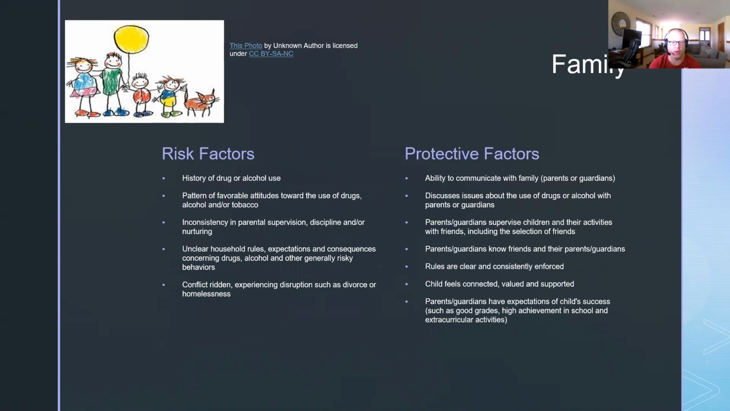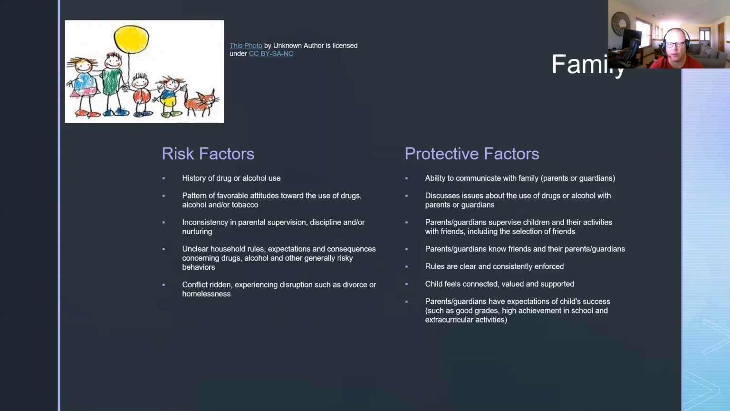If there's a history of drug or alcohol use in the family, that increases the risk factor. Pattern of favorable attitudes towards the use of drugs, alcohol, and/or tobacco. Inconsistency in parental supervision, discipline, and/or nurturing. Unclear household rules, expectations, and consequences concerning drugs, alcohol, and other generally risky behaviors, and conflict-ridden, experiencing disruption such as a divorce or homelessness. These are all risk factors that could end up pushing somebody to use drugs or alcohol.